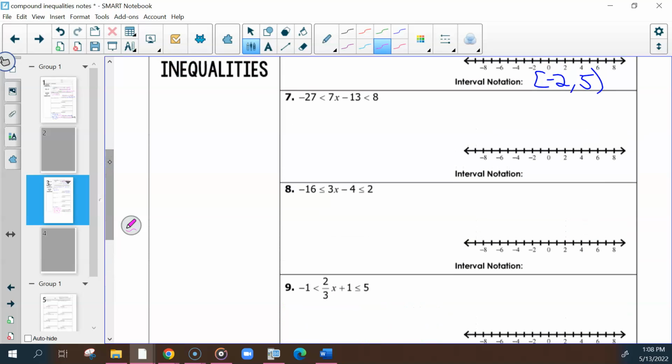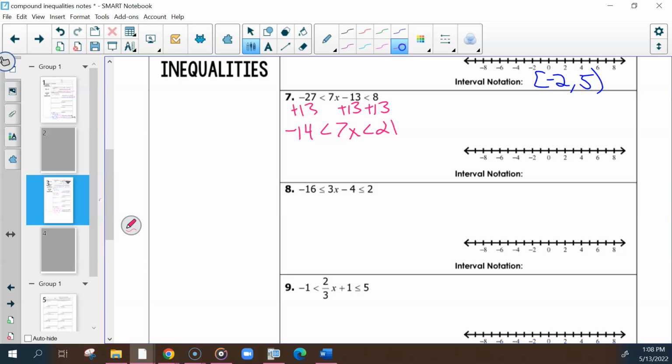For number 7, we would do what first? Not subtract, but add 13. So if we're adding 13, what would our new numbers be? So we don't add the one. No, because those wouldn't be like numbers. So negative 27 plus 13 would give us negative 14 is less than 7x, which is less than 21.